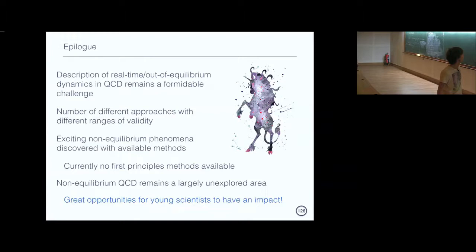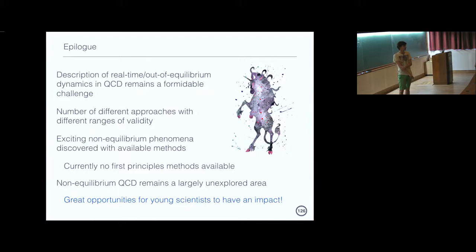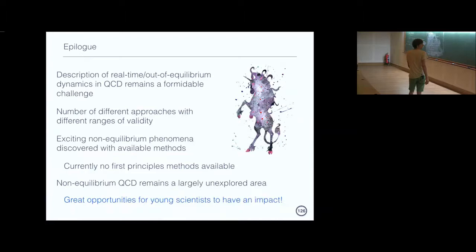I think what one has to say is that the description of real time or out of equilibrium dynamics in QCD really remains a formidable challenge. At the moment, we have a number of different approaches which are based on expansions, they have their range of validity, and you can really do exciting physics with that already. However, we don't have first principle methods available at the moment, and it's also not clear whether these will actually come up within our lifetimes.